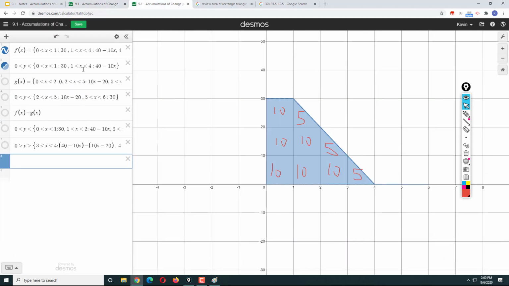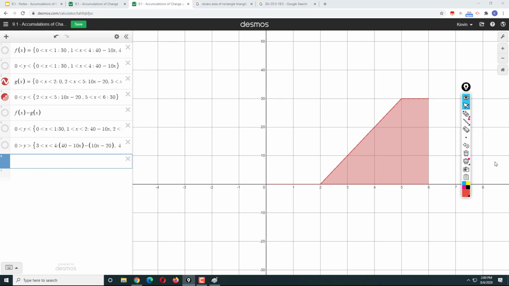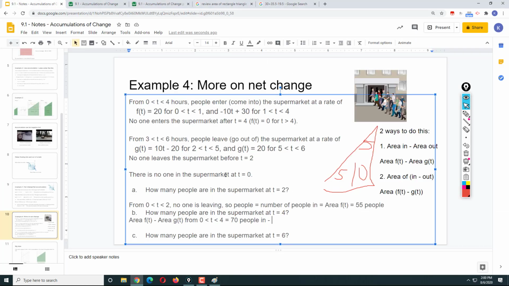How many people left? Well, we want from 0 to 4. Here's our function for people leaving. We only want 0 to 4, so only this region. Nobody left from 0 to 2, so it's really just 2 to 4. Again, each area is 10. 10 plus 5 plus 5, so 20 people left.